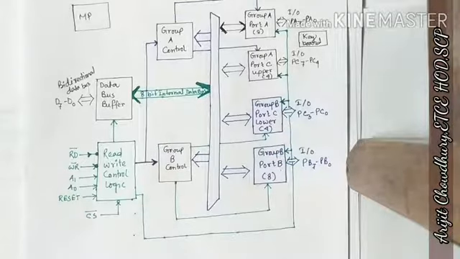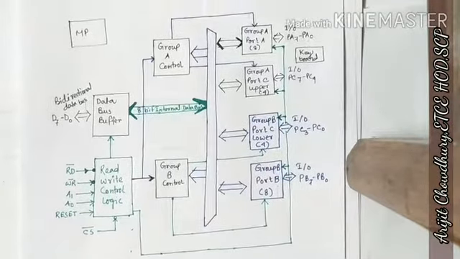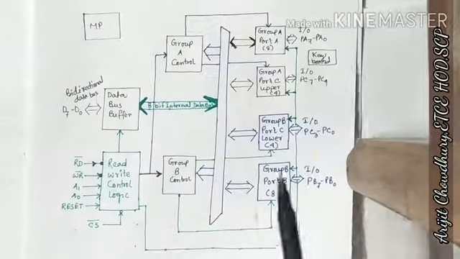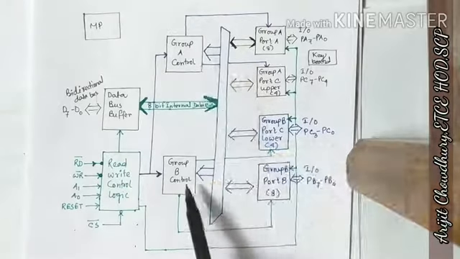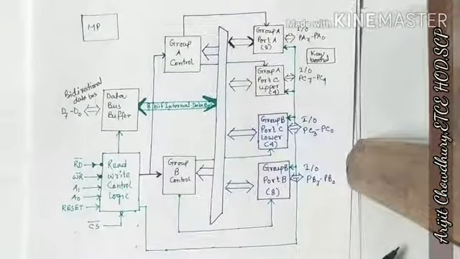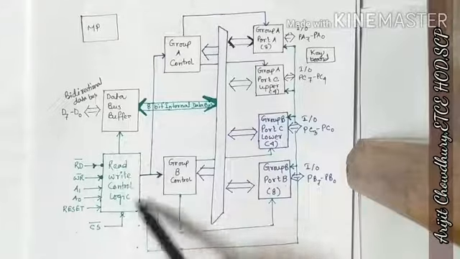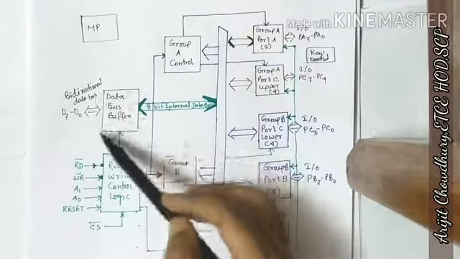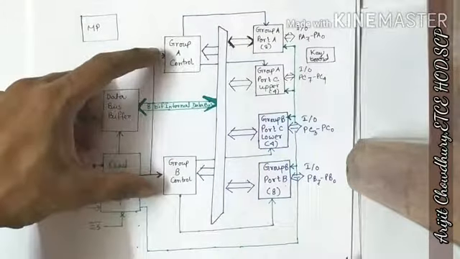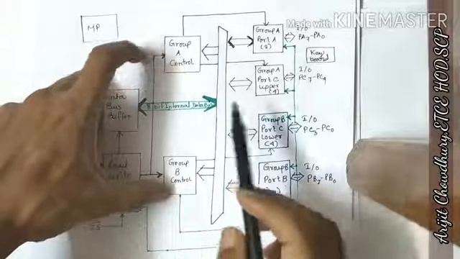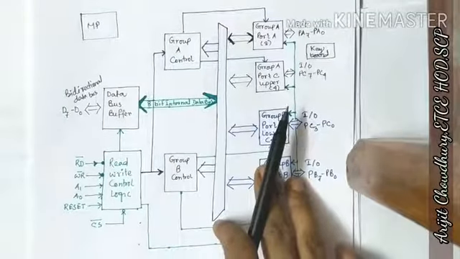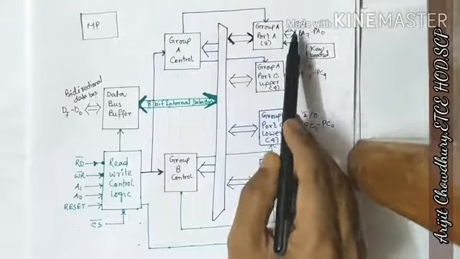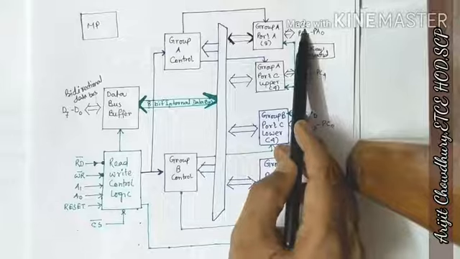The block diagram or the architecture is divided into two parts. One is group A control, one is group B control. These are the control logic, and these are the data bus buffer. Here the D0 to D7 data bus is divided into two parts, group A and group B control. In group A control, group A port A has 8 pins, A0 to A7, and it may be used as an input or output.